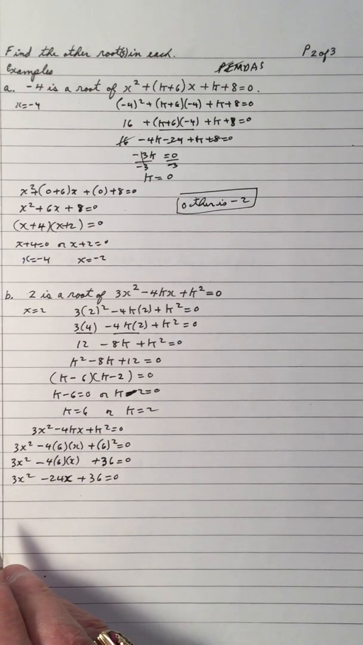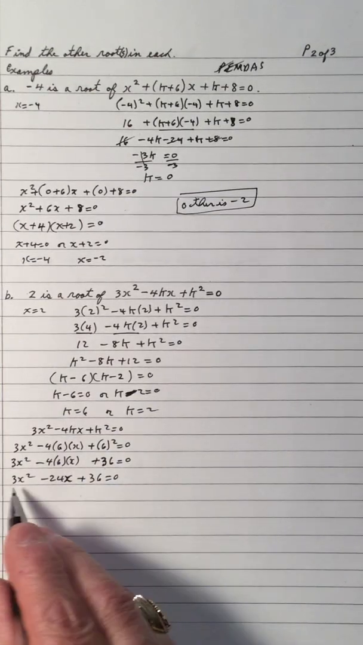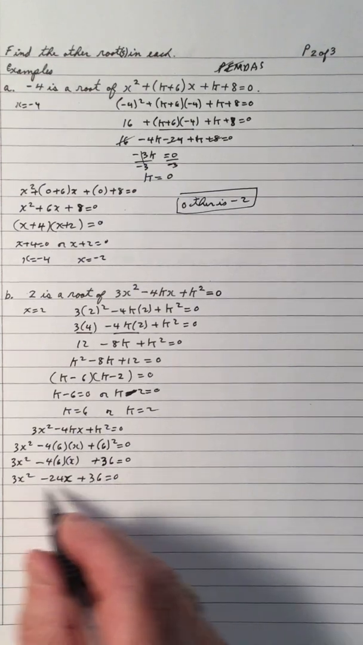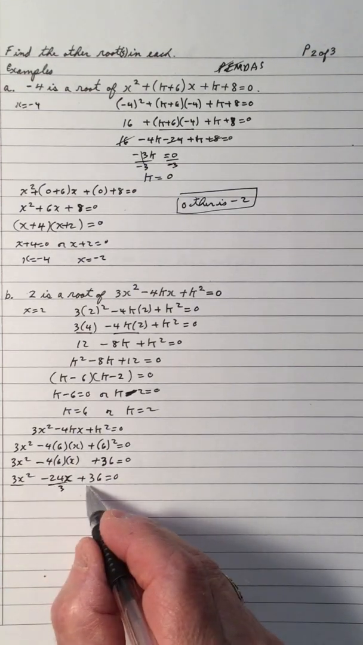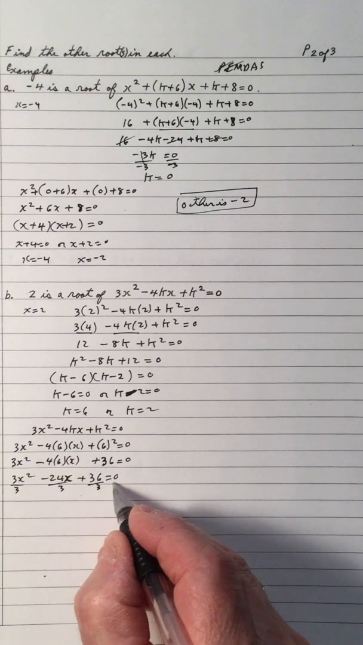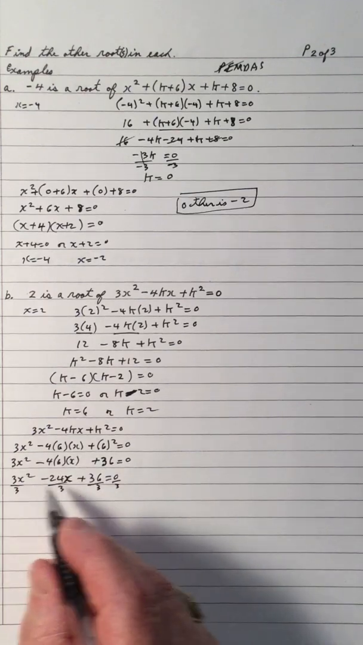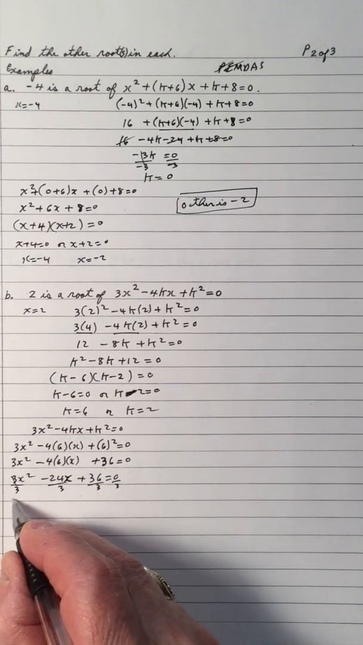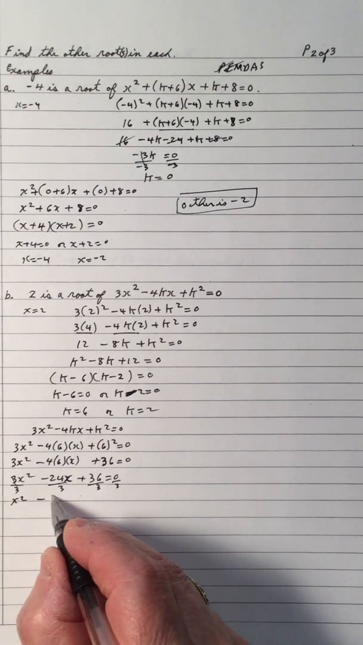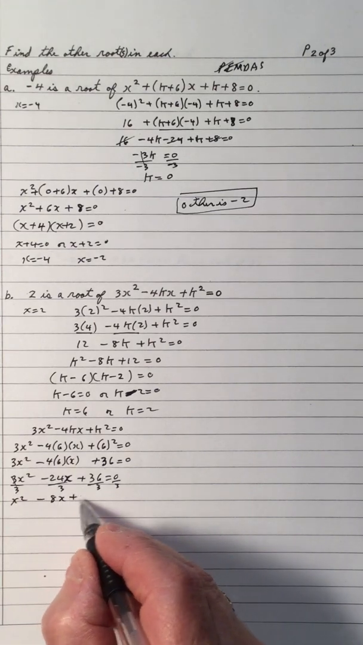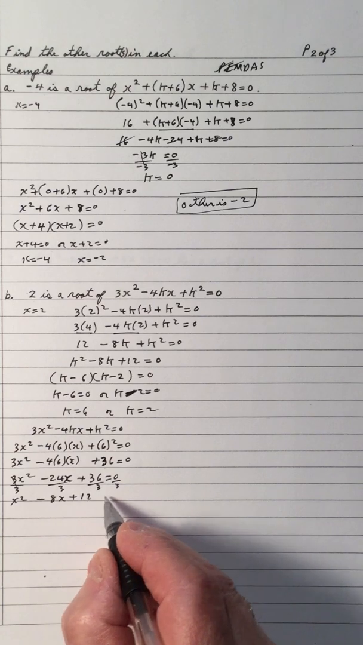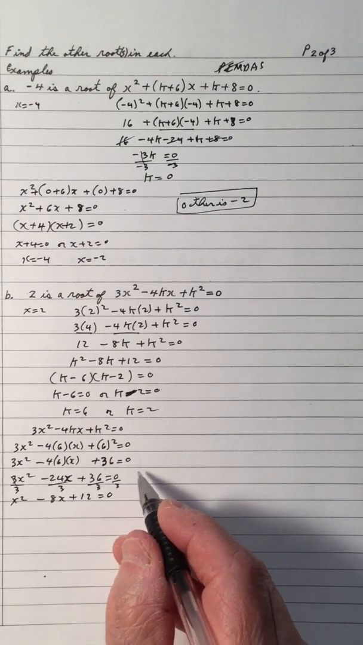Okay. So now I've got to solve this equation. I see 3 is common, so I can divide by 3. Because it's an equation, I can divide by 3. I could take out the 3. Dividing by 3, I get x squared minus 8x plus 12 equals 0.